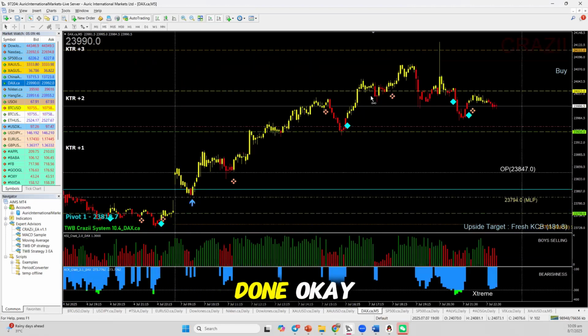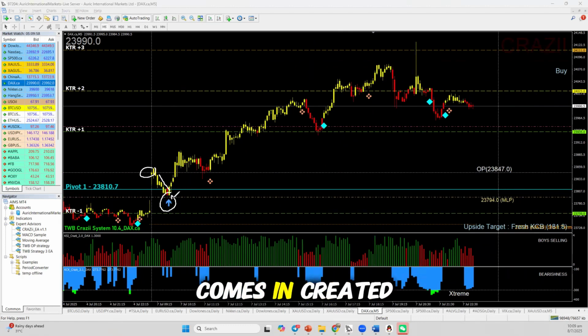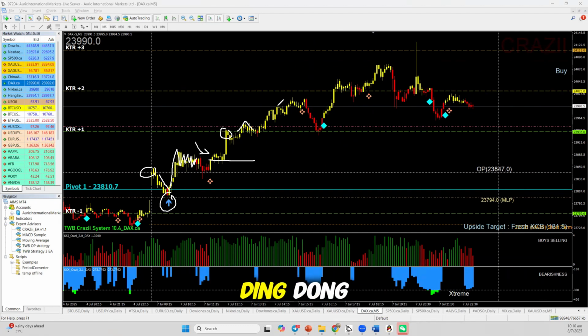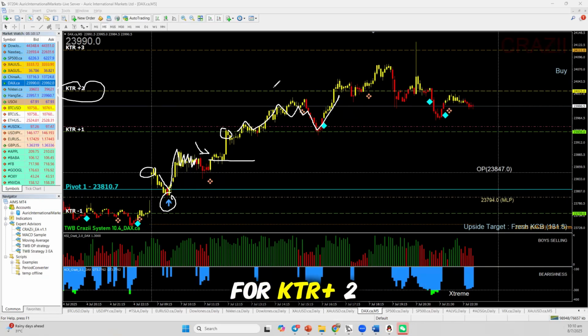and you are done. Okay, so let's take a look here. This is where yesterday DAX opened, and then after it traded down, the blue candle came in and created a reverse signal. After that the DAX played sideways, and then we have four diamonds. This is where you add position, and the market gives you the first KTR. After that, you notice the market ding dong, ding dong, cannot go anywhere, right? So that's why the market continued to go higher for KTR plus two.